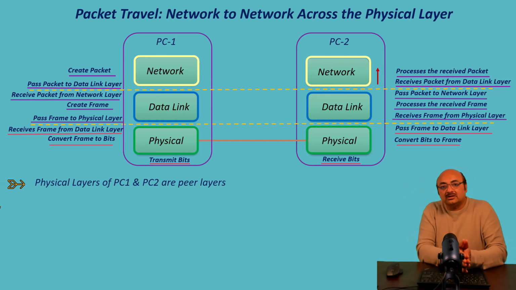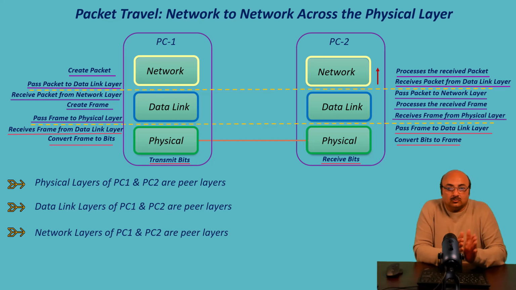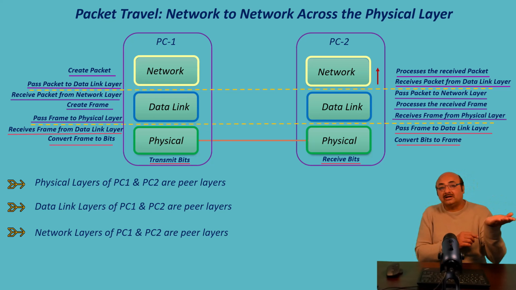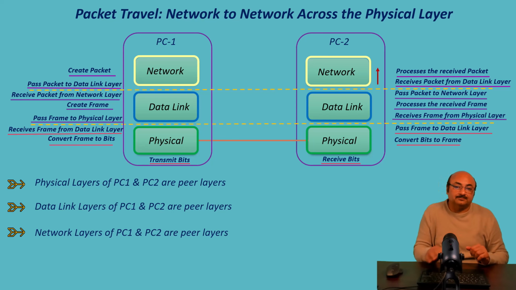And hence we can say that the physical layers on both sides are complementing each other and are peer layers. Data link layers on both sides are complementing each other, performing opposite functions, and therefore are peer layers. And similarly, the network layers on both sides are performing opposite functions and acting as peers. Okay. The network layer is operating at packets, the data link layer is operating at frames, and the physical layer is operating at bits.